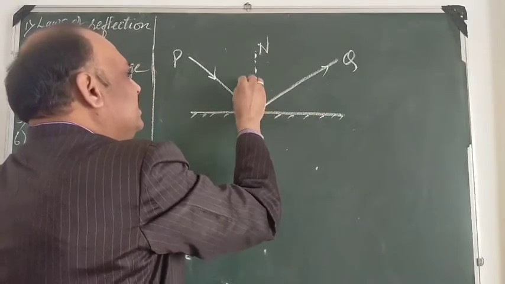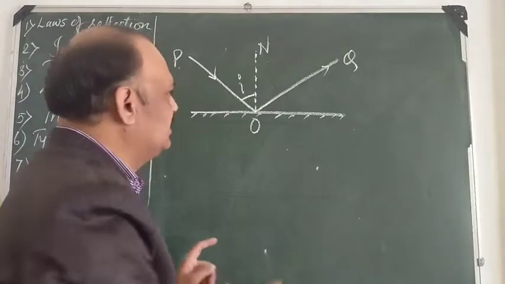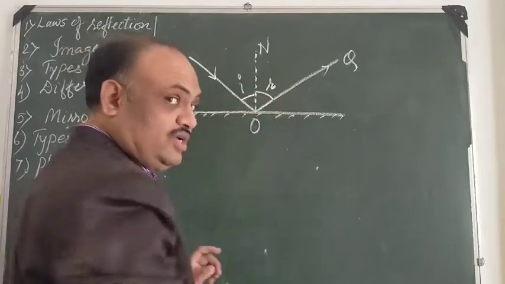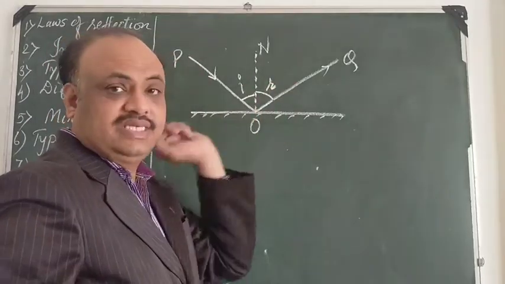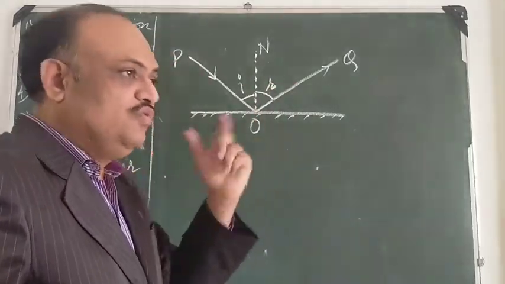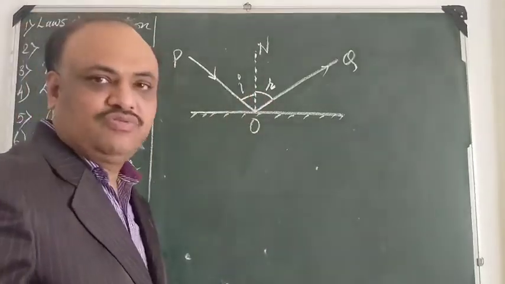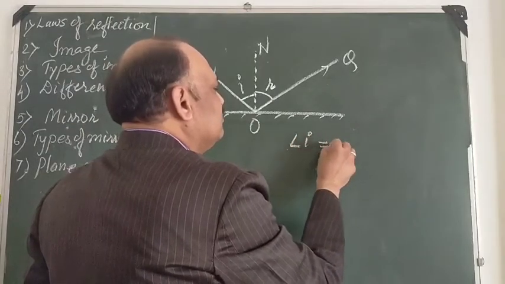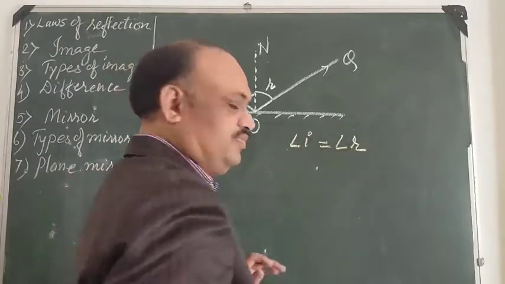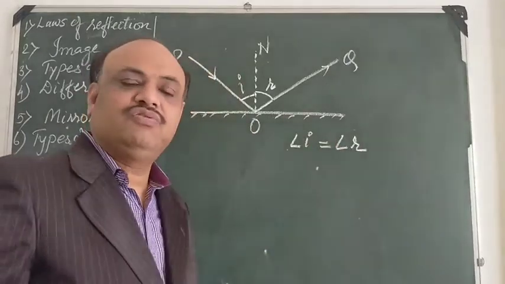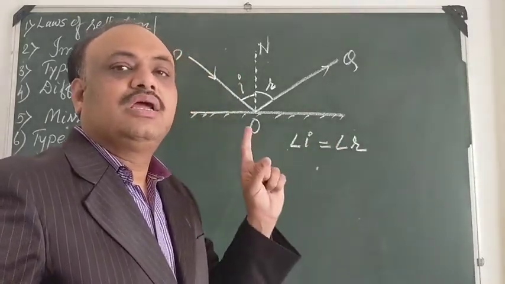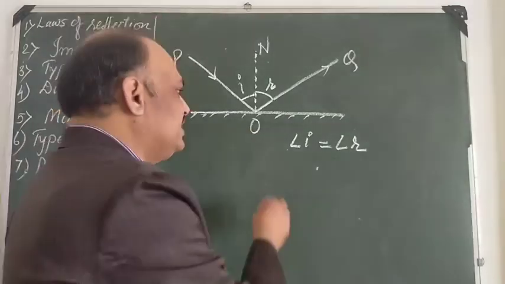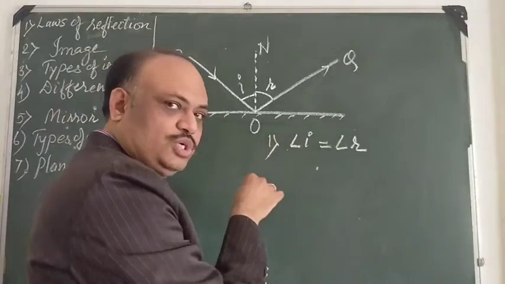Angle made by incident ray with normal is angle of incidence. Angle made by reflected ray with normal is angle of reflection. So this is angle of incidence and this is angle of reflection. When we measure this angle of incidence and angle of reflection, it is found that angle of incidence is equal to angle of reflection. So this is experimentally proven and mathematically also proven, and hence it has become the first law of reflection.